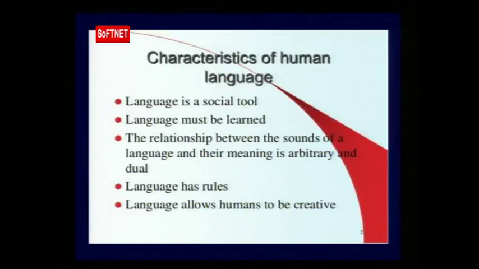And the last characteristic is language allows humans to be creative. Don't we be creative? We write poetry, we write songs. So with the help of language, human beings try to be creative to communicate to one another.